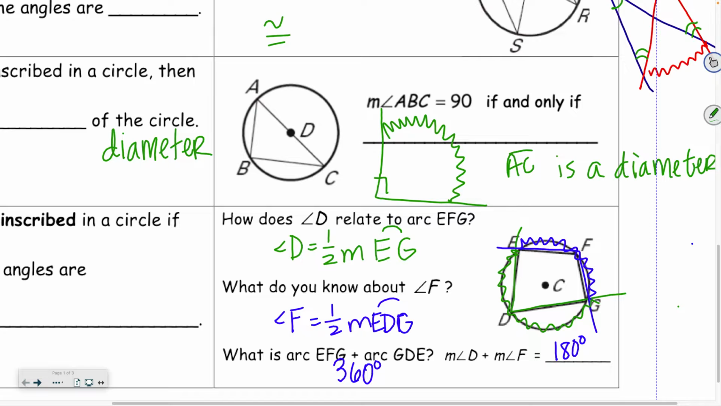And what do the blue plus the green have to equal? 360. And these two angles are inscribed, so that means that they're half of 360, which means that they add up to be 180. So anytime you have a quadrilateral inscribed in a circle, opposite angles are supplementary. So E and G would also be supplementary. Okay?